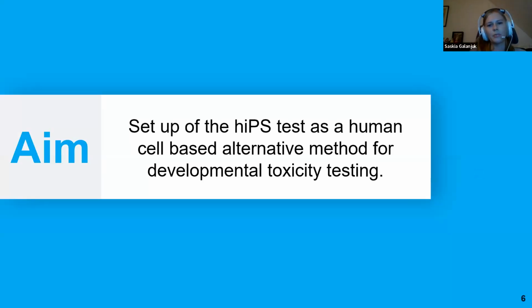So to overcome these species differences, the aim of this study was to set up the HIPS test as a human cell-based alternative method for developmental toxicity testing to reduce and replace animal testing. And the basis of the HIPS test is a high-quality IPS culture.